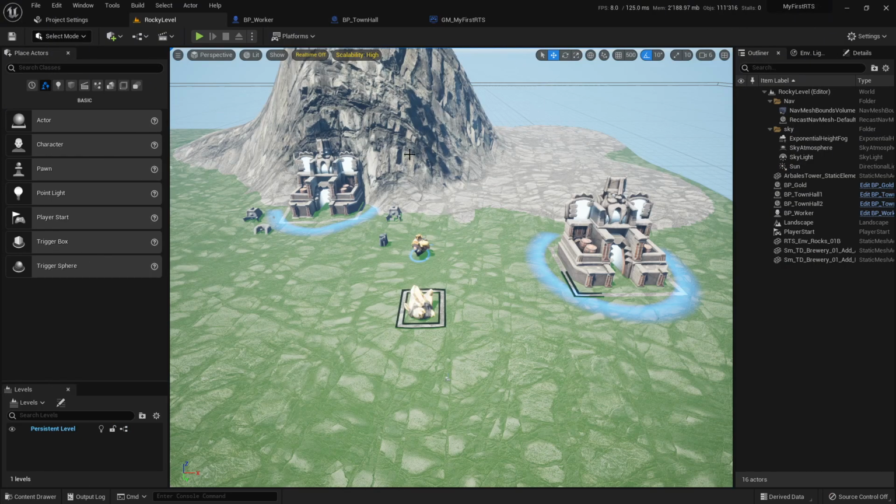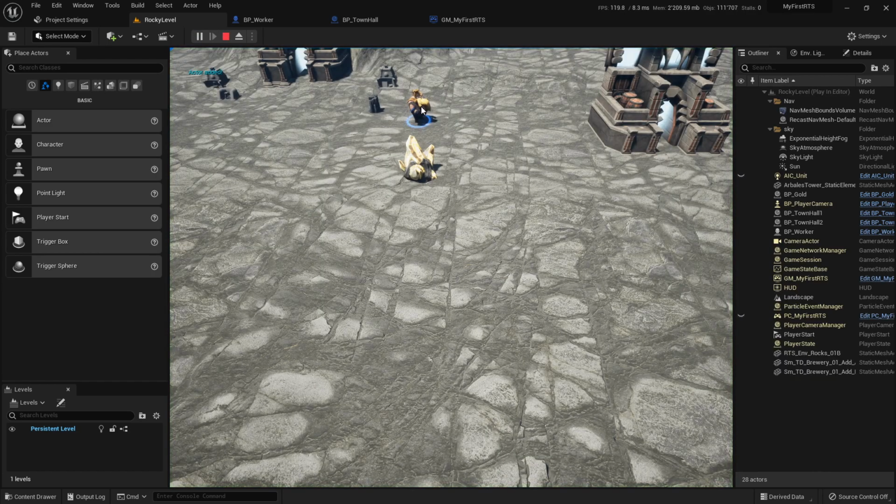So what we have achieved so far is, when we have our game, we can now select a unit and ask, for example, this unit to go for some gold mining. And once the gold is mined, the unit is going back to the town hall to deposit the gold.